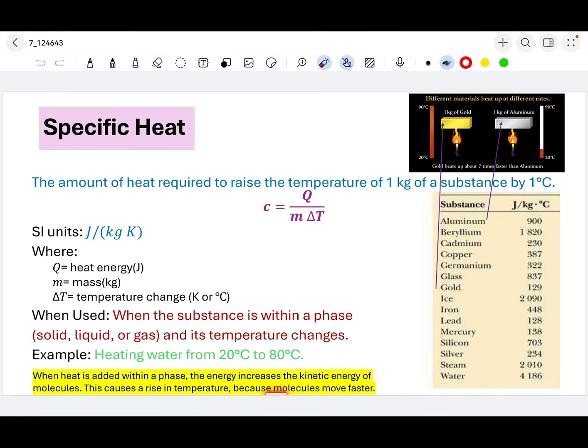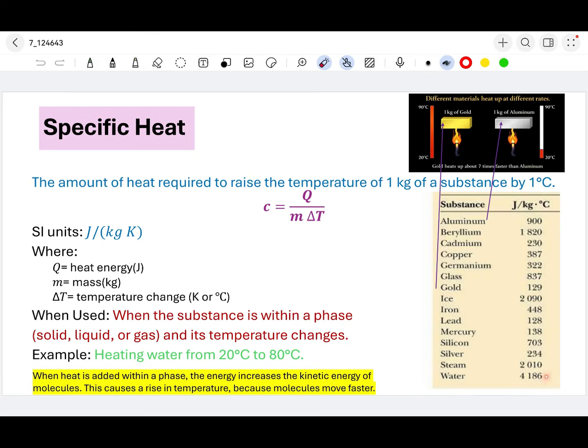Okay, this is all because the molecules move faster. Look here. It is very clear that different materials have different specific heats. For aluminum it is 900, we have seen for gold 129. Among these, water has the highest specific heat, its value is 4186. Remember this number, this value may be useful in future. This is the specific heat of water, joule per kg Kelvin or joule per kg degree Celsius.